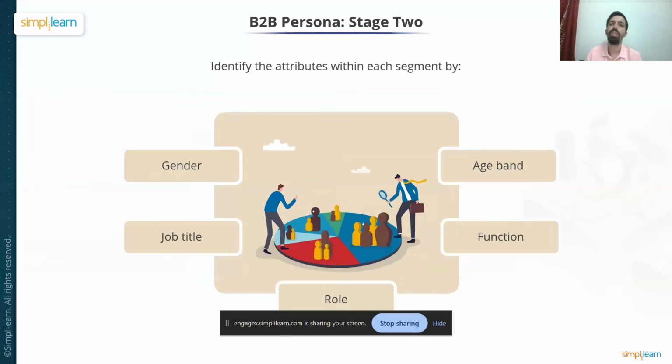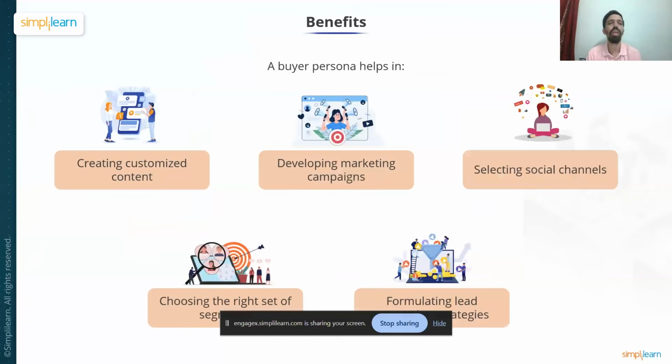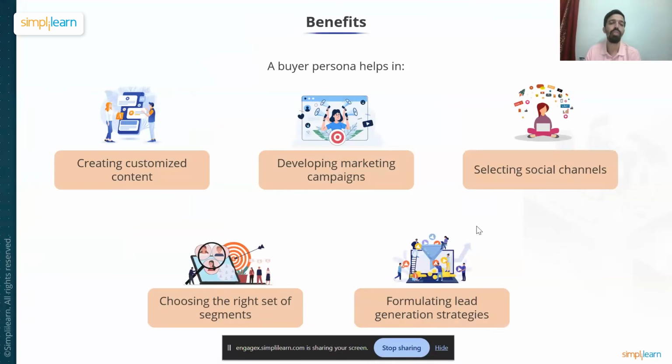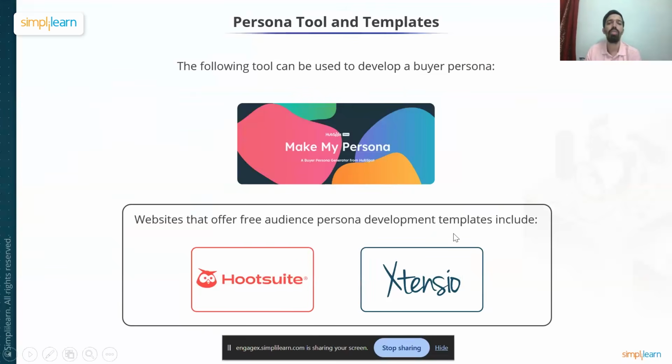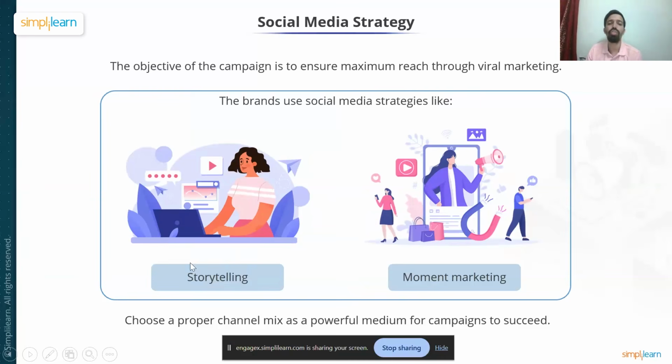Now, the benefits of having a buyer persona are that you can create and customize content for them, develop marketing campaigns as per their age and gender criteria, select your social media platform, choose the right set of segments, and formulate leads. For personas, a tool that can be used is Hootsuite. The strategy is storytelling. You might have seen the Instagram concept of day one, day two, part one, part two, part three. They are cutting the topics into small versions so that people are expecting the second part.